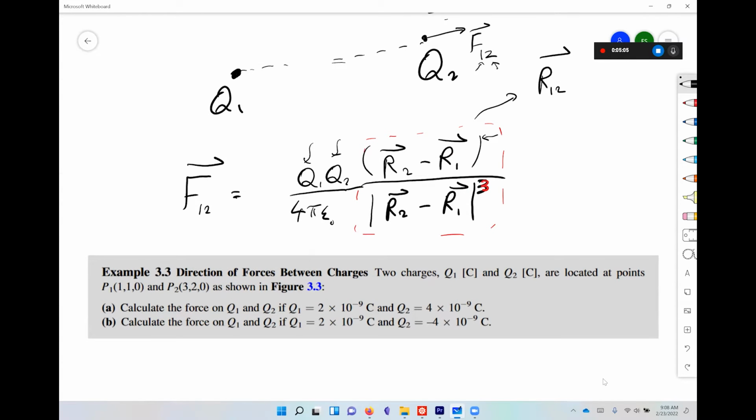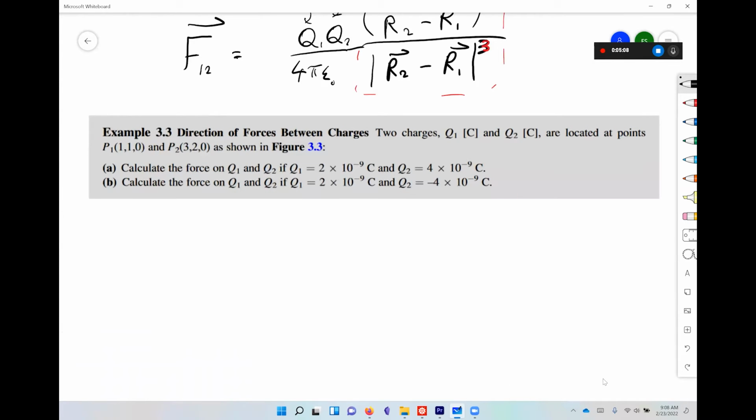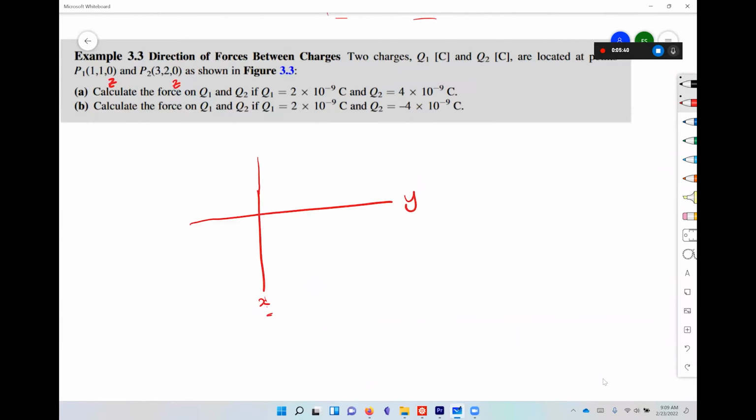Okay. I have two charges located at 2 points in space. Clearly, they're located on the plane. Notice that the z-axis is 0. So those are located on the plane, really. So this is x, y. They're located at 1, 1. So this is Q1, this is P1, 1, 1. And then 3, 2, something like this. So it's Q1 at 1, 1, and then 1, 2, 3, Q2 at 3, 2. So this is charge Q2. This is P1, this is P2.